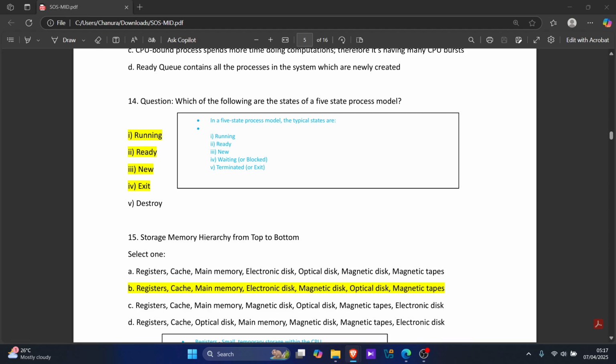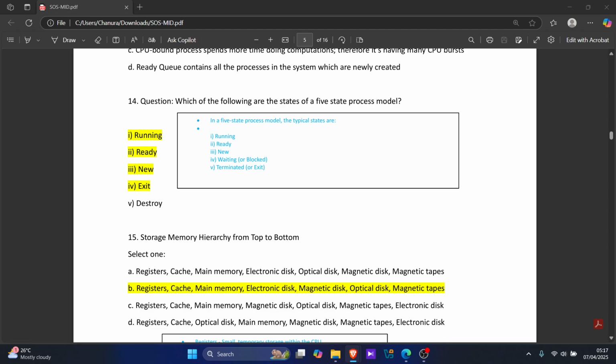Therefore, the correct answer would be 1, running, 2, ready, 3, new, 4, exit. But that's only 4 states. Wait, but the question is about a 5-state model. So perhaps the user made a mistake, and the 5th state is missing from the options. Alternatively, maybe destroy is being used here as a state, but that's not standard. So perhaps the correct answer is 1, 2, 3, 4, and 5 is incorrect. But then that would leave us with 4 states.